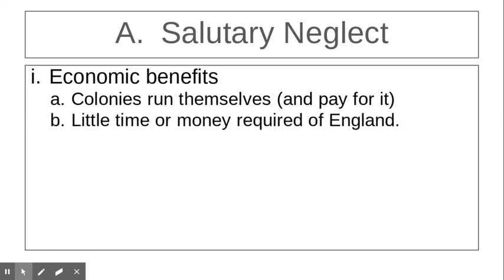What is that? Well, the second word is the most significant one, and it's a word you are probably familiar with already. When you neglect something, you ignore it. You don't pay attention to it. And that was the intention of Britain in the beginning. They wanted to have salutary neglect. In other words, they wanted to ignore the colonies and let them run themselves.